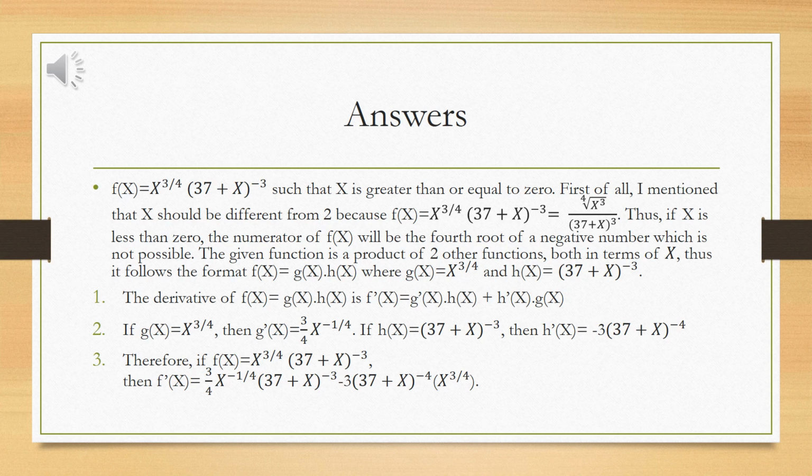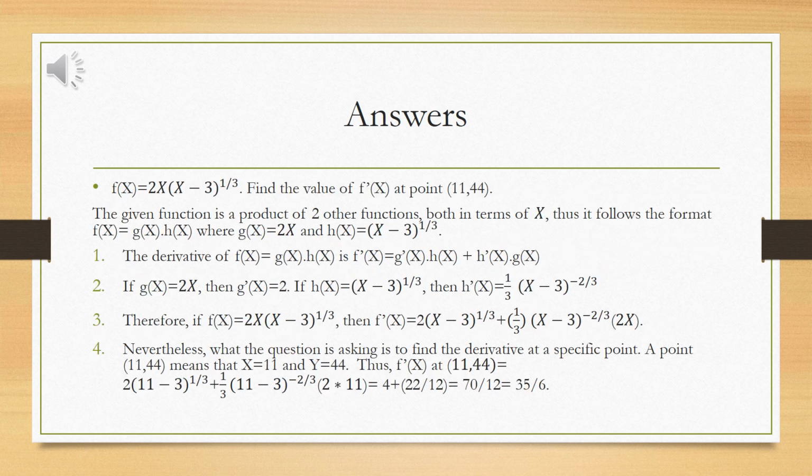Therefore, f prime of x equals 3 over 4 x to the minus 1 over 4 times 37 plus x to the minus 3, minus 3 times 37 plus x to the minus 4 times x to the 3 over 4. f of x equals 2x times x minus 3 to the power 1 over 3.